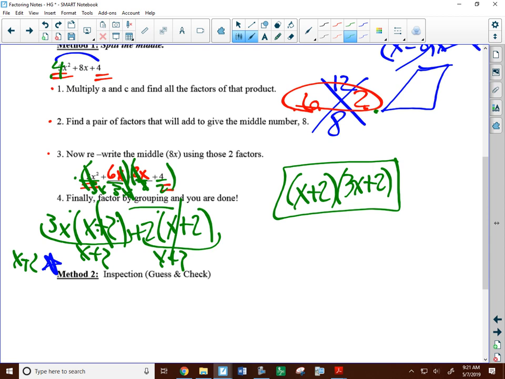Now I'm going to show you inspection, factoring by inspection. But again, there's other methods. I know at least one other good one.